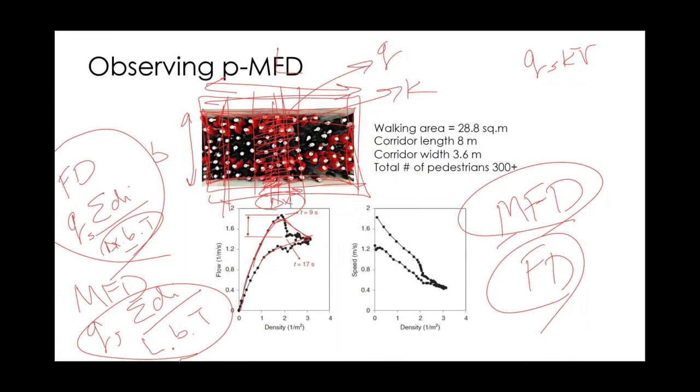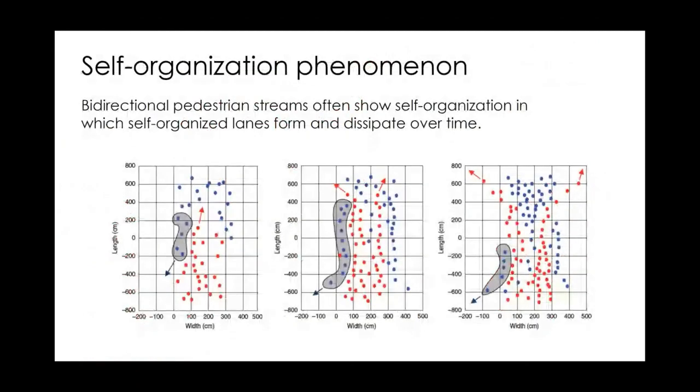I'll talk more about the macroscopic fundamental diagram for car traffic next week, but for now, keep this difference between the fundamental diagram and the macroscopic fundamental diagram in mind. There are interesting phenomena in pedestrian traffic, for example, self-organization. Although we don't really have lanes in pedestrian traffic, lanes naturally form. We call them self-organized lanes.